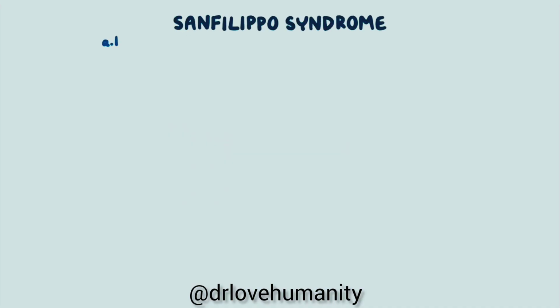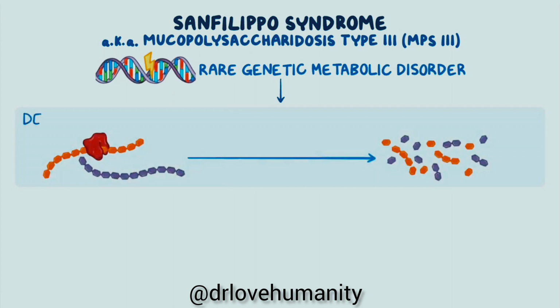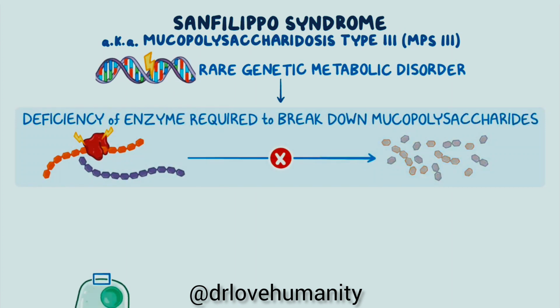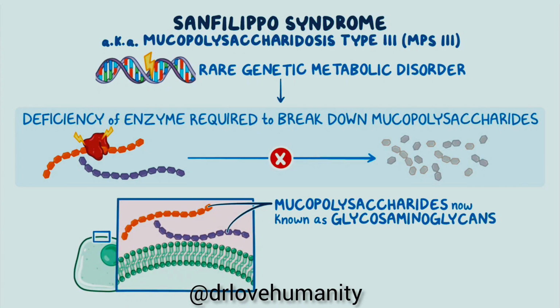Sanfilippo Syndrome, also known as mucopolysaccharidosis type 3 or MPS 3 for short, is a rare genetic metabolic disorder which causes a deficiency of an enzyme required to break down mucopolysaccharides. Mucopolysaccharides, now known as glycosaminoglycans, are complex sugars that can be found on almost all cell membranes and include molecules such as heparan sulfate.